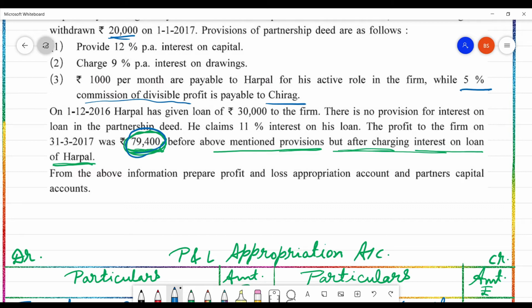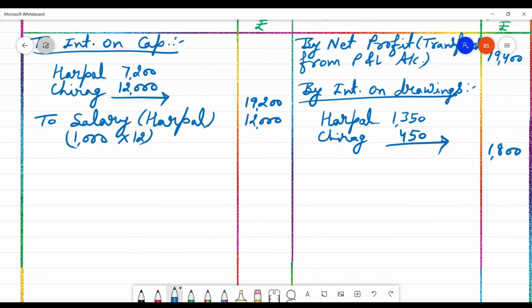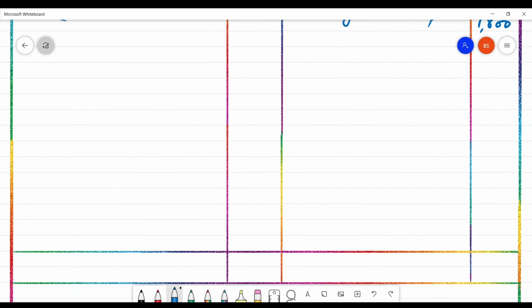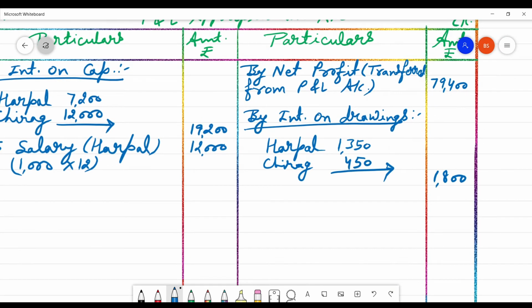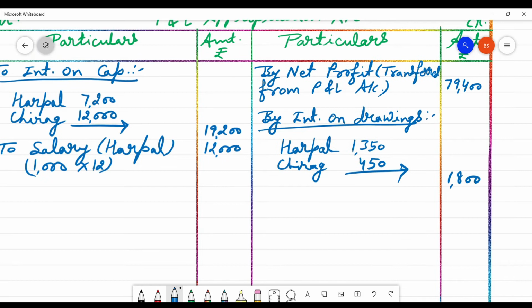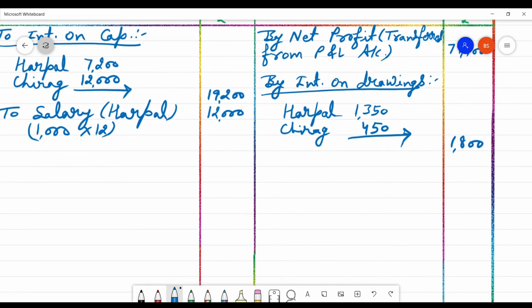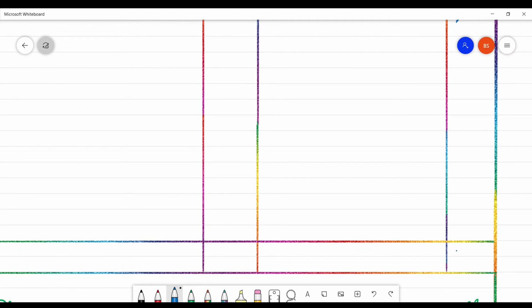Then the sum is completed and we will make the totals. First we will make the total of the P&L appropriation account. You will see that the total of the credit side is more than the total of the debit side. So make the total: 79,400 plus 1,800 will be 81,200. Write it down on the credit side.